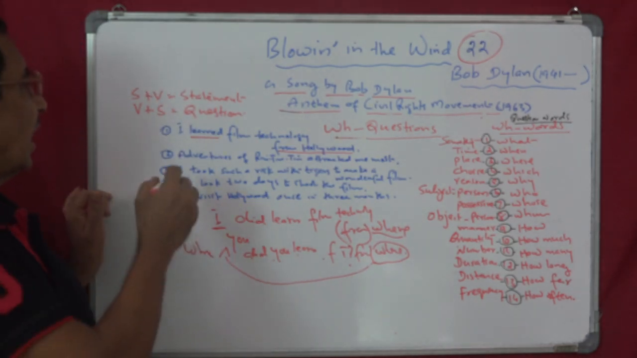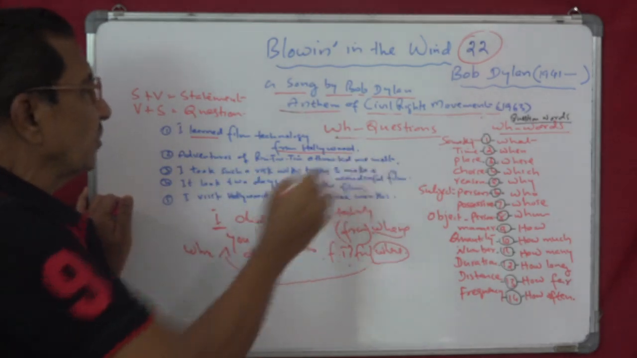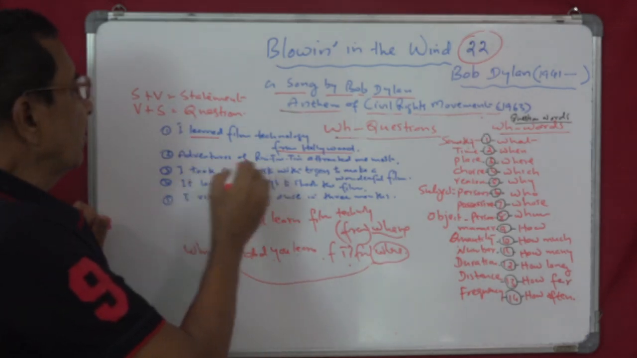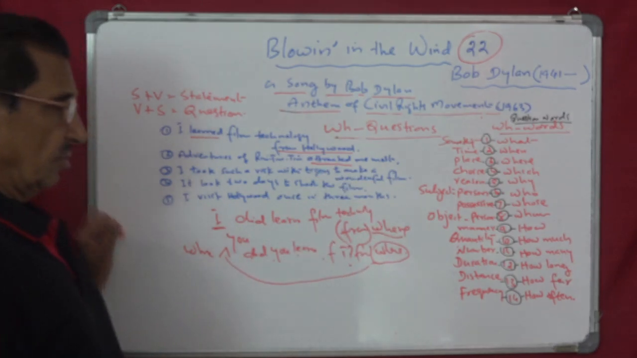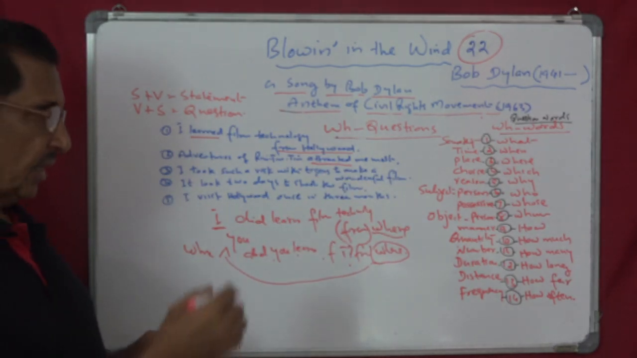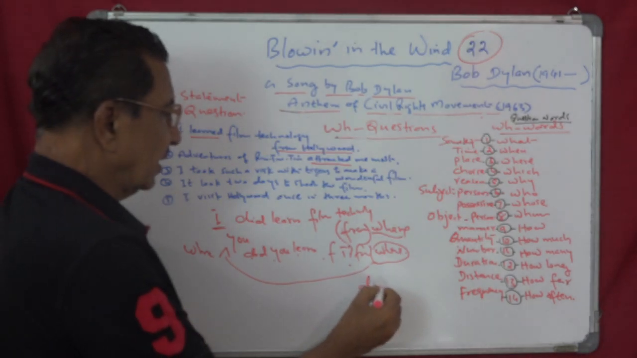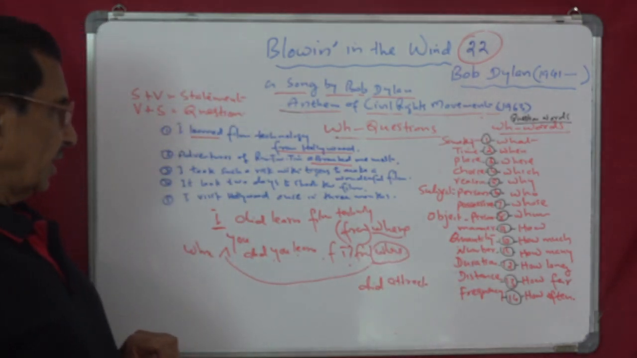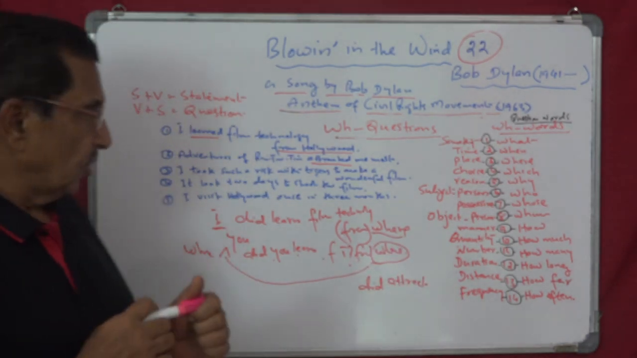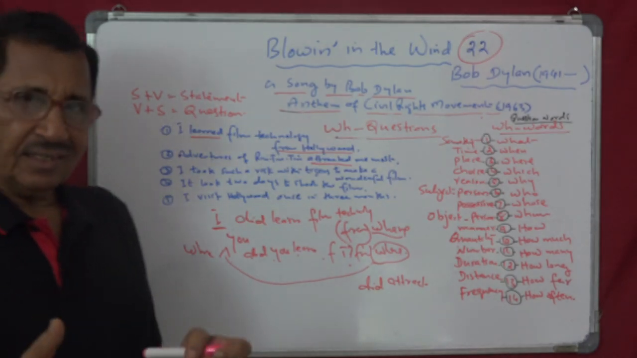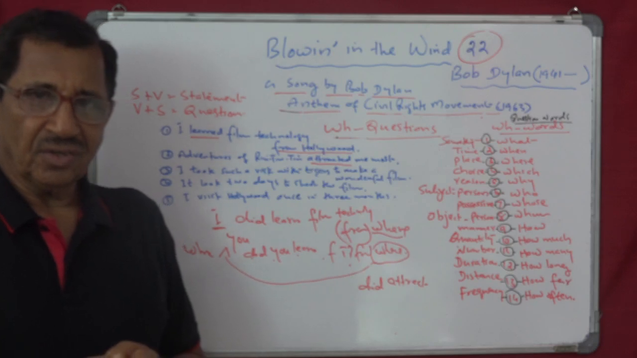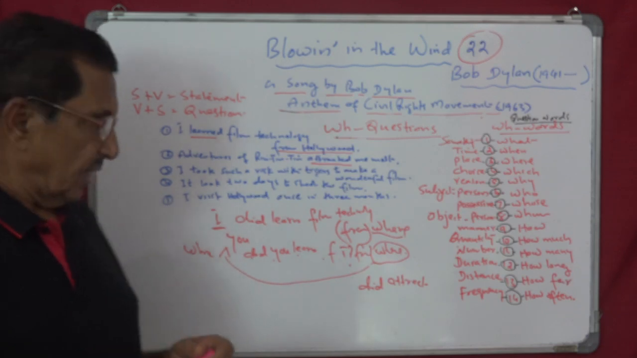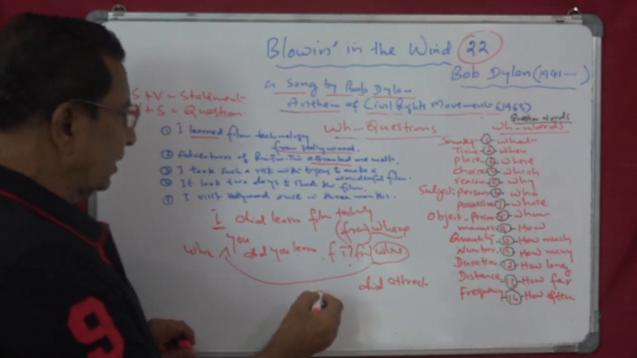Now look at the second sentence. Adventures of Rin Tin Tin attracted me most. So here again the same. Adventures of attracted, single word. So make it double. It will be did attract. Isn't it? Did attract. Now it is easy. What do you want to know? You want to know something attracted me most. So something, what is the suitable question word? What?